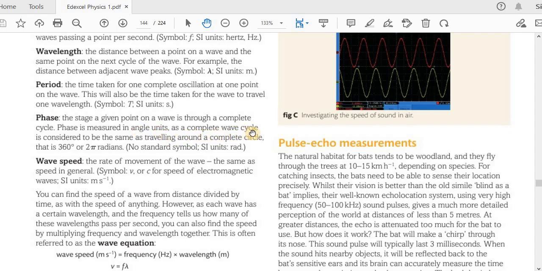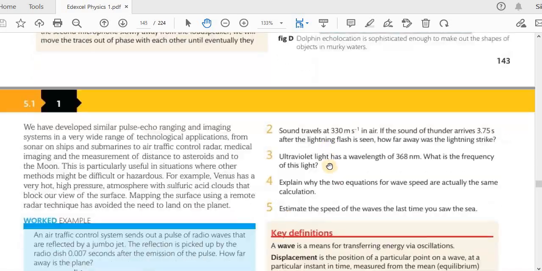As a complete wave cycle is considered to be the same as traveling around a complete circle, that is 360 degrees or 2 pi radians. So we can say 90 degrees is pi over 2 radians. 180 degrees is pi radians. You can remember the conversion factor: 180 degrees equals pi radians. So with that you can see what the other angles are in radians if they are given in degrees.